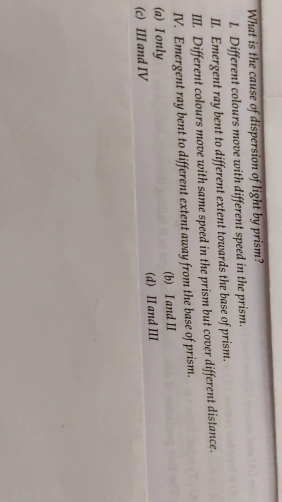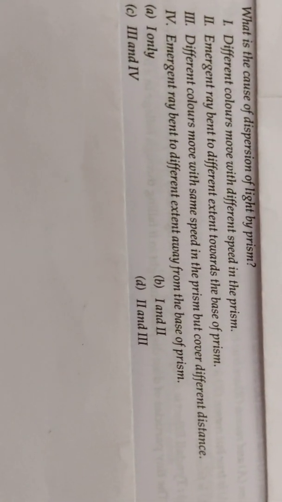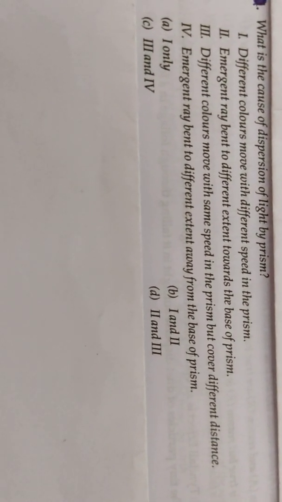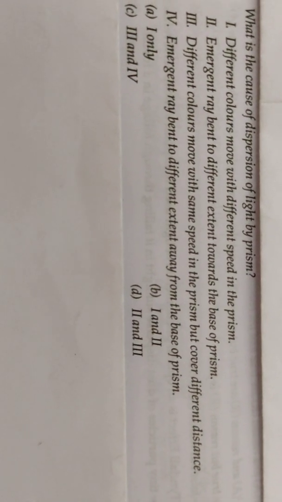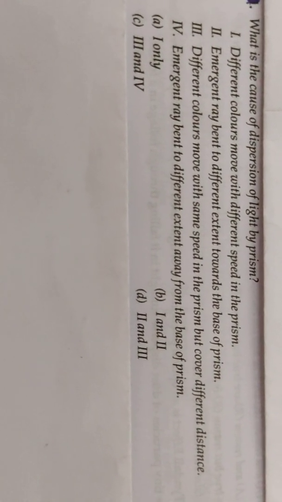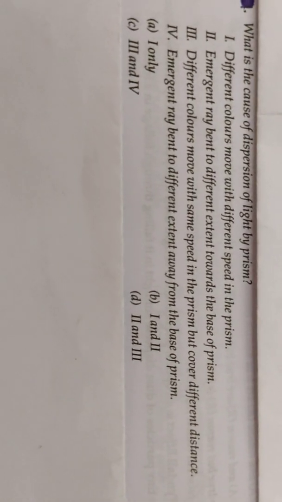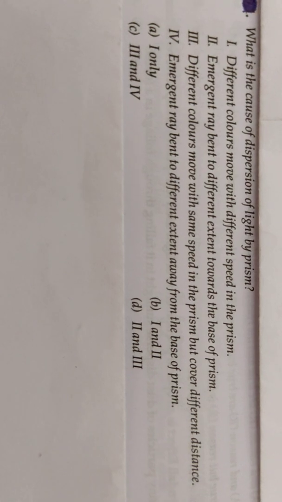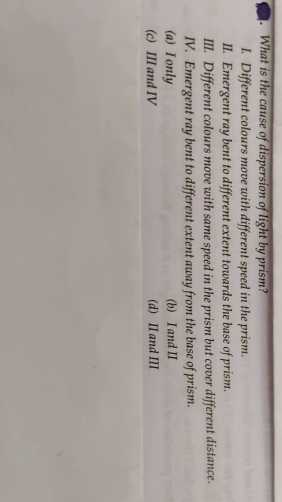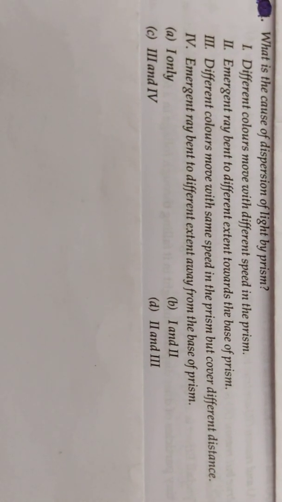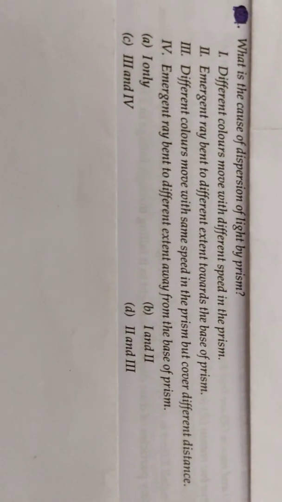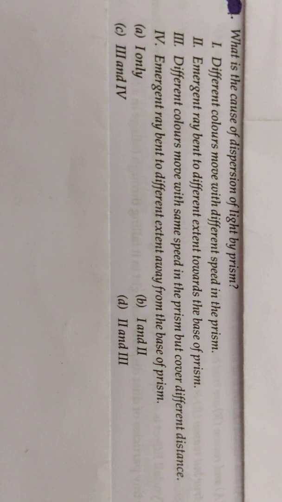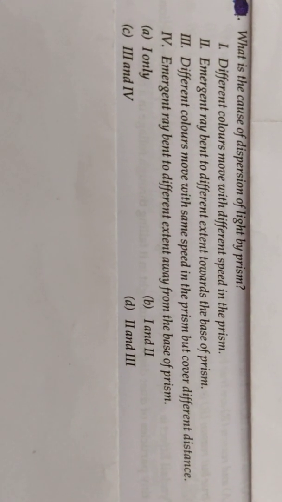Now first is, different colors move with different speed in the prism. Definitely, this is a cause for dispersion of light by prism. Second statement is, emergent ray bend to different extent towards the base of prism. We know that as different colors have different speed, the bending will be different for each color when light enters into prism, which results in dispersion, and so the bending will be different for emergent ray also. And we know that twice the refraction takes place when light enters into the prism, and in both the cases the bending is towards the base of prism. So second statement is also correct. Emergent ray bend to different extent towards the base of prism.